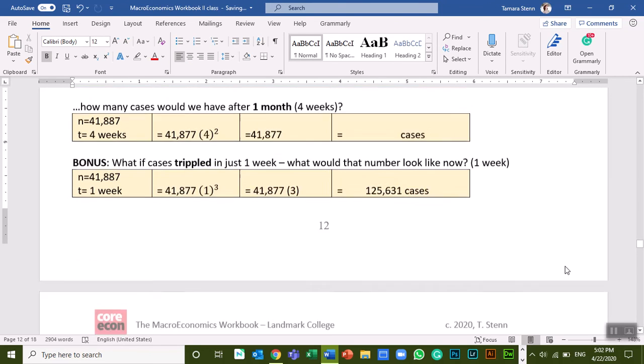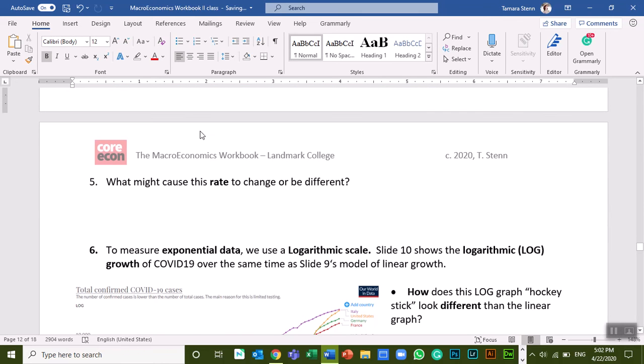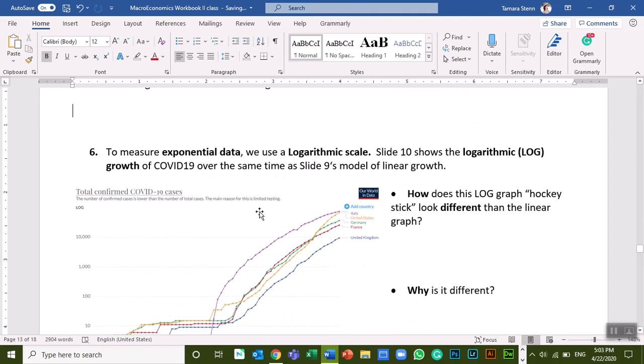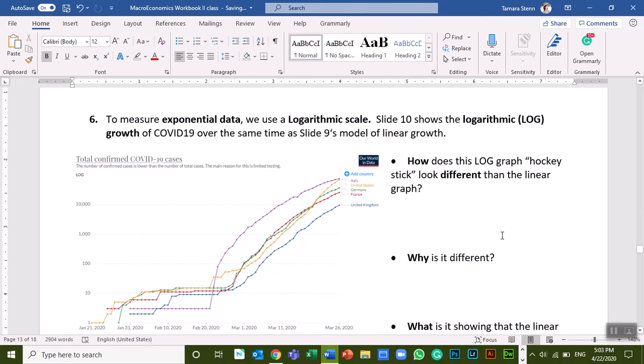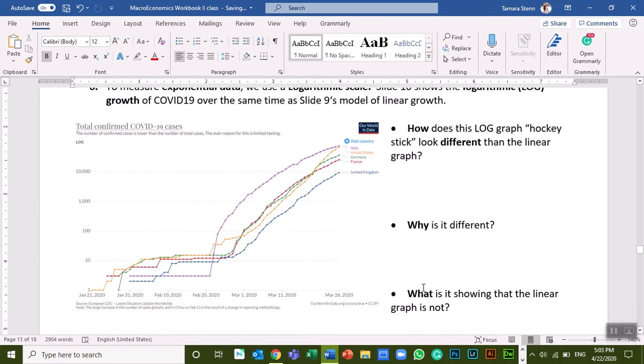So far, so good? The next thing we have is a question: what might cause this rate to change or be different? Okay, so think about what I just told you. You can look at some of the data, read some news articles. That answer's up to you. And then we have, to measure exponential data, we use a logarithmic scale. Okay, and here's logarithmic growth of COVID-19 over the same time as that linear model. And the question is, how does this look different? Okay, and why is it different, right?